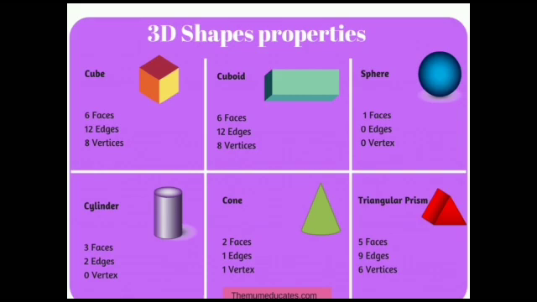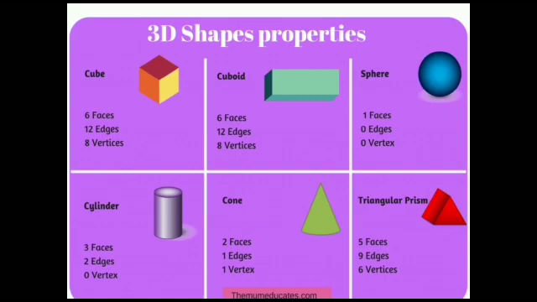First one is cube. So cube has 6 faces, 12 edges, 8 vertices. Second one is cuboid. Cuboid has 6 faces, 12 edges and 8 vertices. Third one is sphere. Sphere has only one face. It does not have edges and vertices.